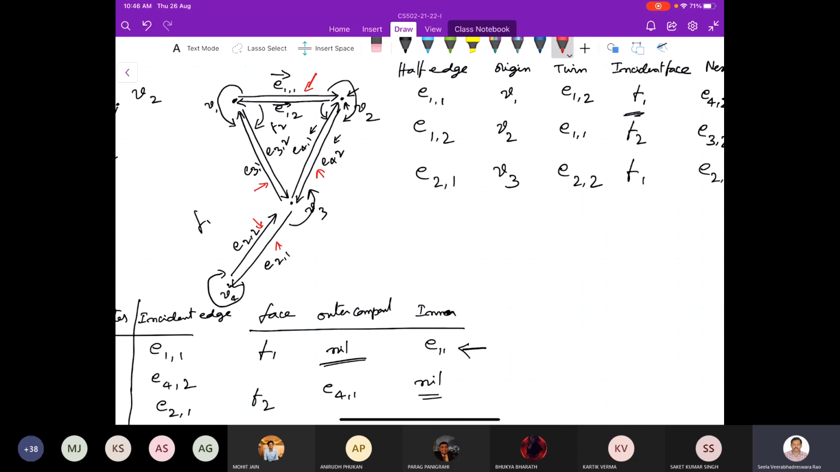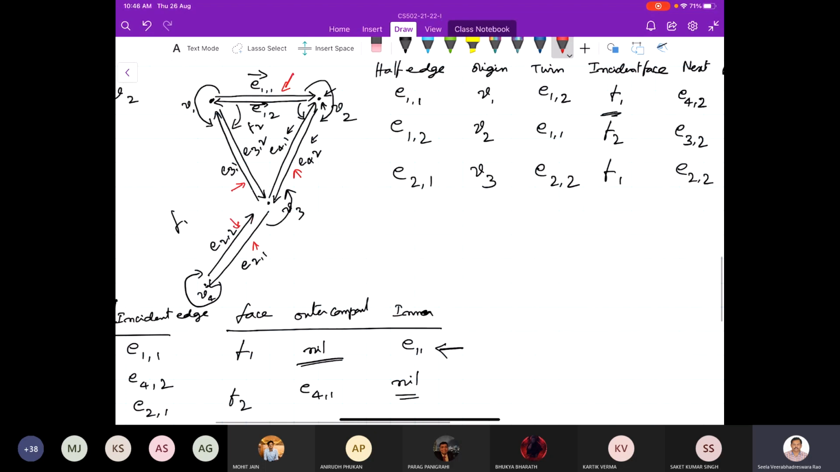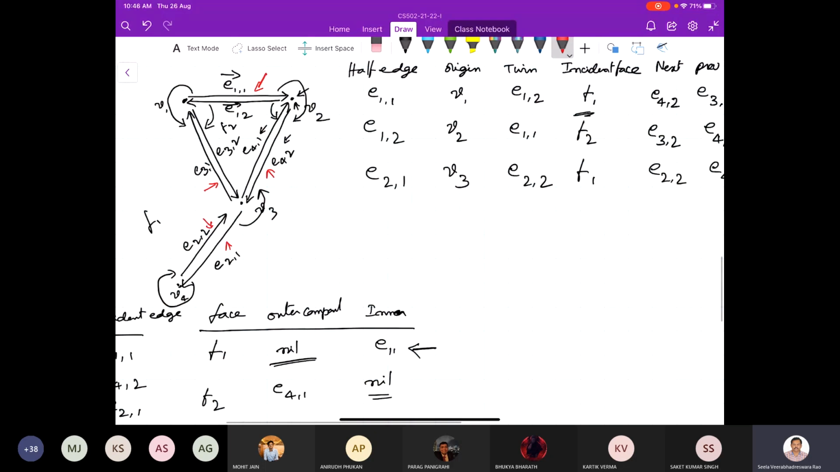So what is the next of E11? E42. When you go to the E42 record, the next of E42 is E21. The next of E21 is E22. The next of E22 is E31. The next of E31 is E11. This way you can output the boundary of this one in the clockwise direction.